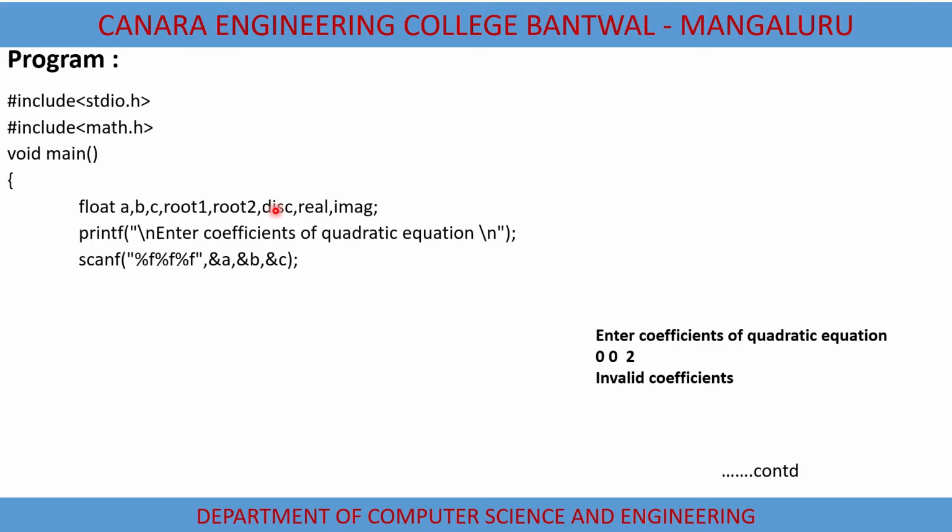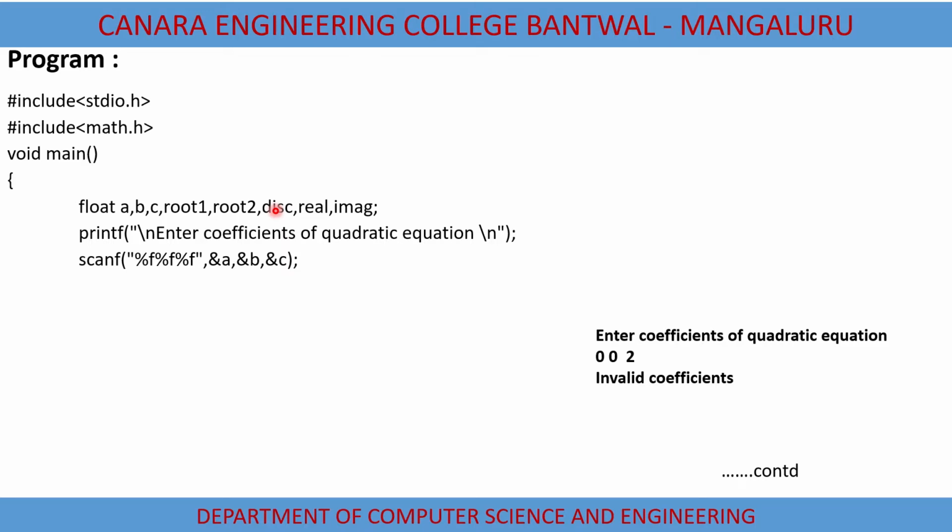Initially in the program, we are going to enter the coefficient values. So we are using a scanf statement with three coefficient values, all of them of float type. The coefficient values are a, b and c. So I am going to read a, b and c.